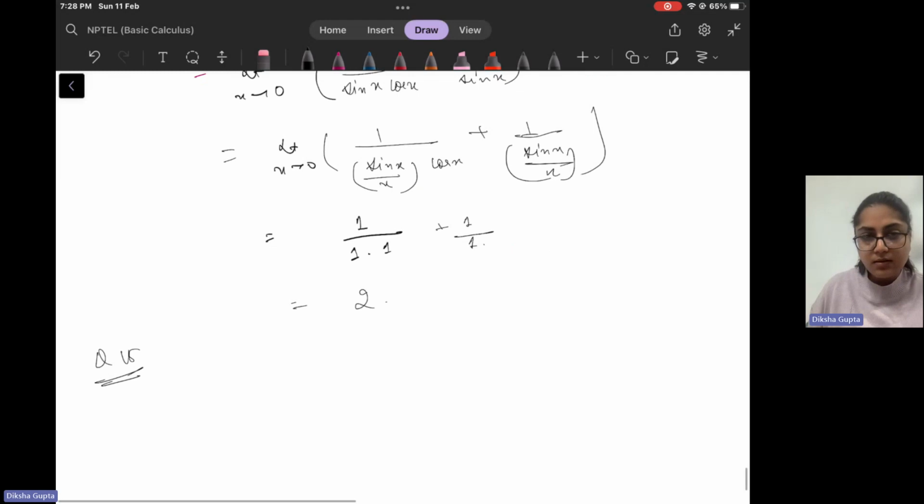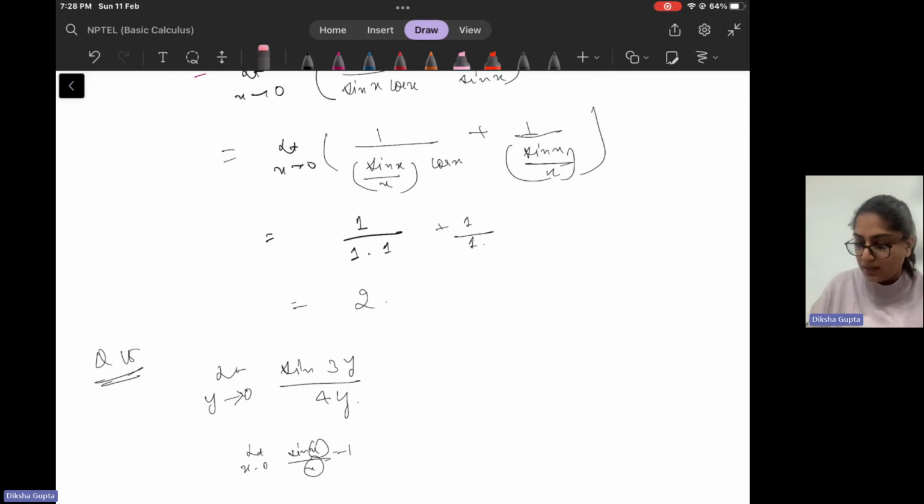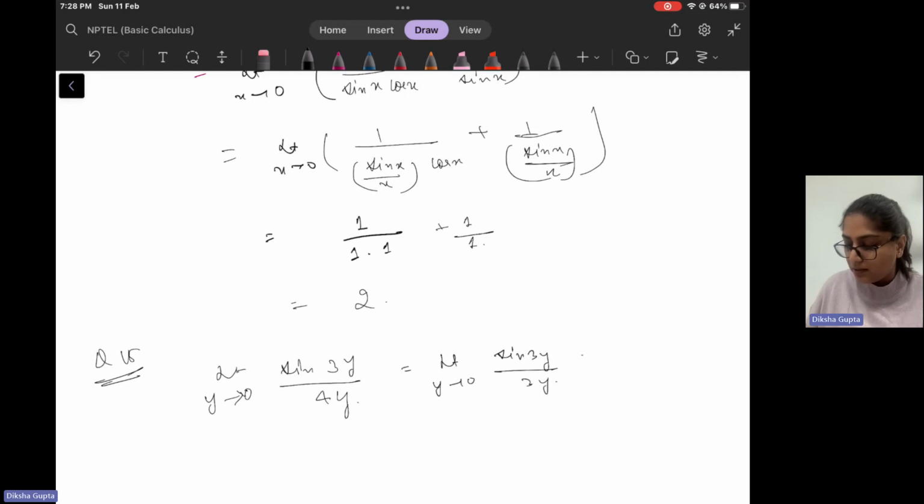Question number 15. The limit y tending to 0 of sin 3y upon 4y. Now you cannot simply say that this is 1, because here the arguments are different, 3y and 4y. When you see the limit x tends to 0 sin x by x is 1, here it's x and here it's x. So you have to make that uniformity first and then use the limit. You can just multiply and divide by what you need: sin 3y upon 3y into 3y upon 4y.